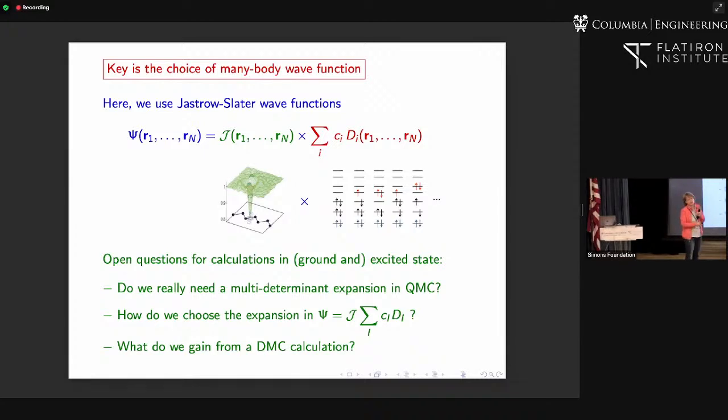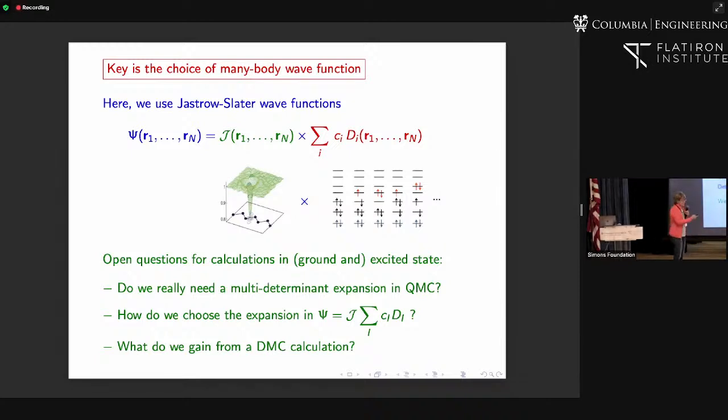Now, there are many open questions for excited states, also for ground state, on whether we do really need multi-determinant. Again, as I said, in the literature, often people only use one determinant. And then the question is, how do you choose this determinant? Who tells you what to include? And now, if you do a lot of work to optimize everything, do we even need to do a diffusion Monte Carlo calculation? Can we just stop at the variational level?